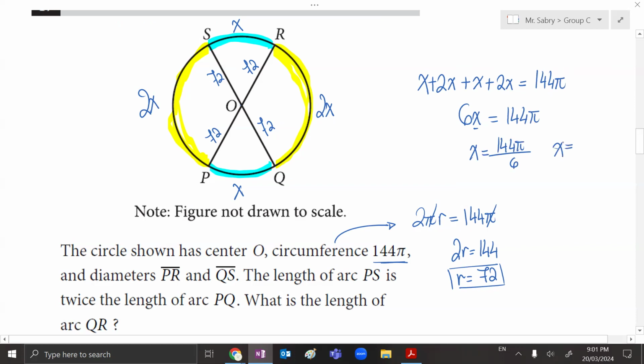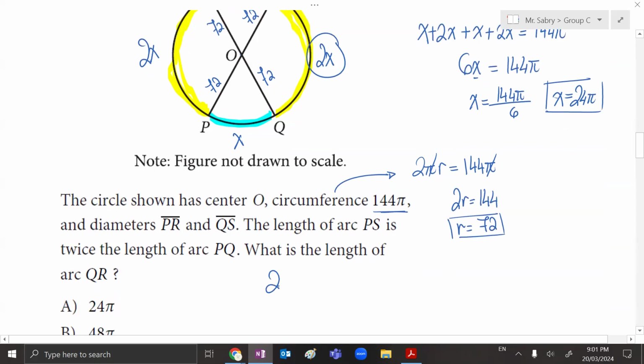That would get me X equals, let me calculate that. 24 pi. So this is 24 pi. This is X. Apparently they're asking me for QR. QR is 2X. So in order to get QR, I'll just do 2 times 24 pi, which is 48 pi. That's B.